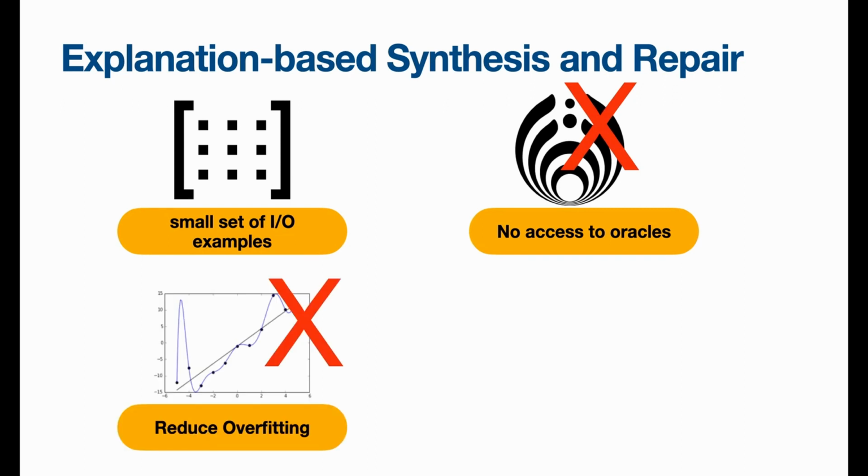The third is we want to reduce the overfitting problem. The program that we generate needs to be as general as possible and not just be very specific to the particular input-output example set that has been given.